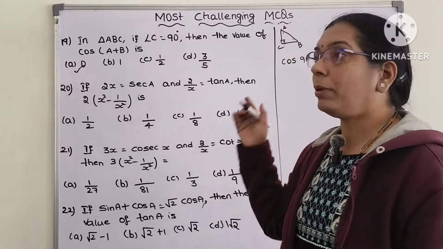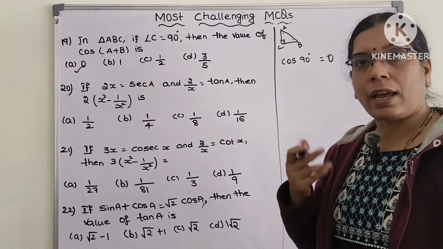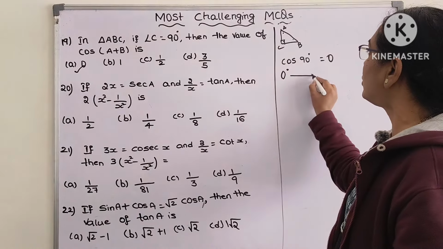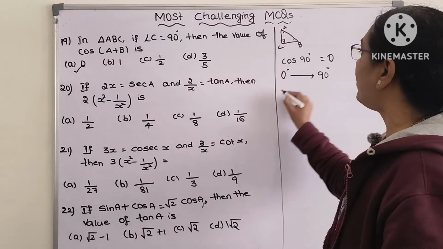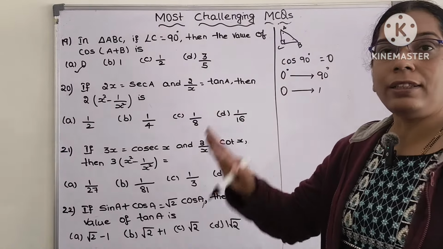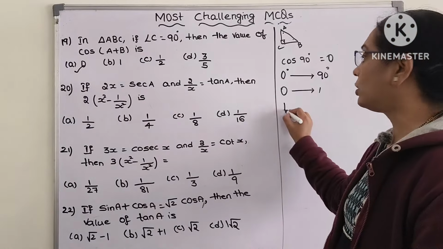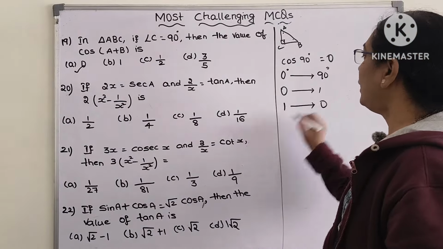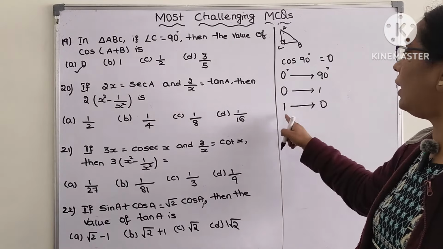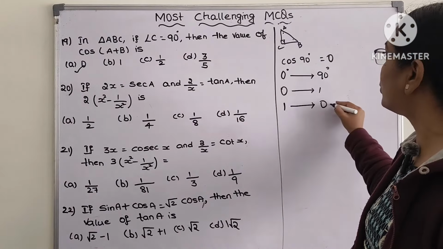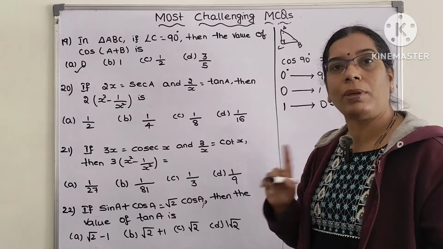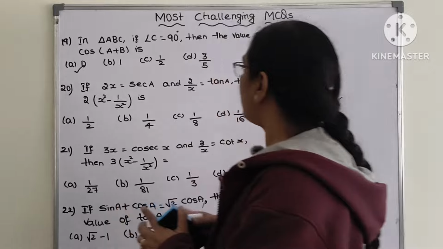Sometimes I do not remember what is cos 0, cos 90. But I know that as theta increases from 0 degrees to 90 degrees, the sine values become 0 to 1. It increases. And the reverse happens for cos. So cos will be 1 to 0. As theta increases from 0 to 90, cos value becomes 1 to 0. So I remember it like that. See, I do not learn the tables by heart. I remember the logic. Now the next one.